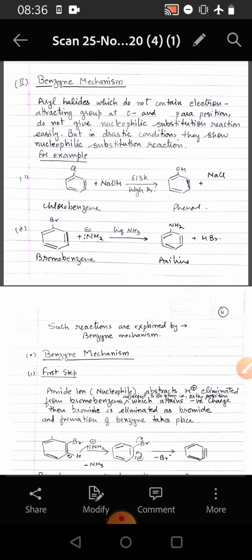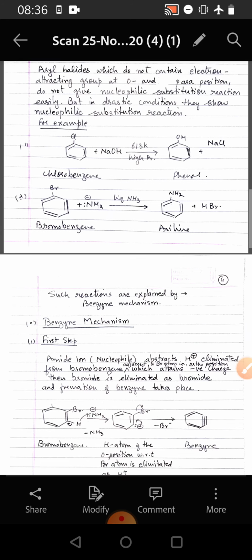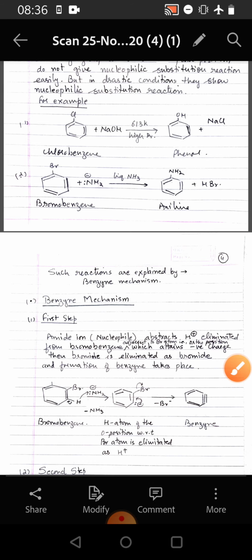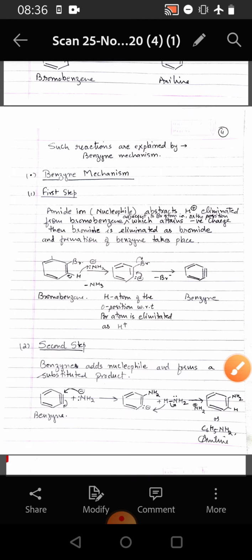Aryl halides which do not contain an electron attracting group at the ortho and para position do not give nucleophilic substitution reaction easily, but in drastic conditions they show nucleophilic substitution reaction. For example, chlorobenzene reacts with NaOH at 613 Kelvin and high pressure to give phenol. Bromobenzene reacts with amide in the presence of liquid ammonia to give aniline. Such reactions are explained by the benzyne mechanism.